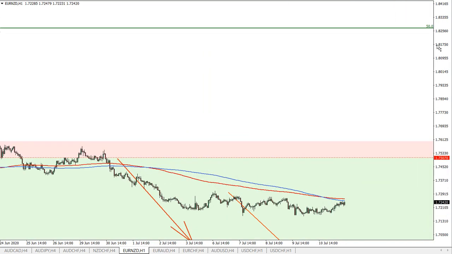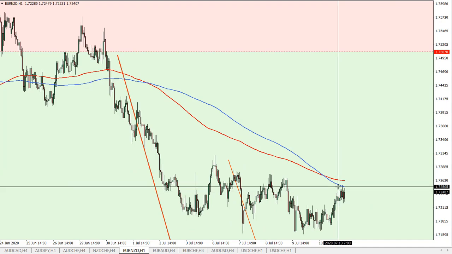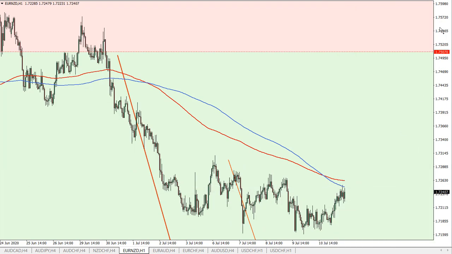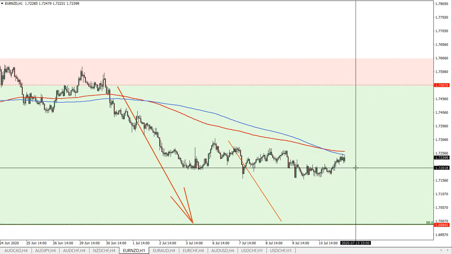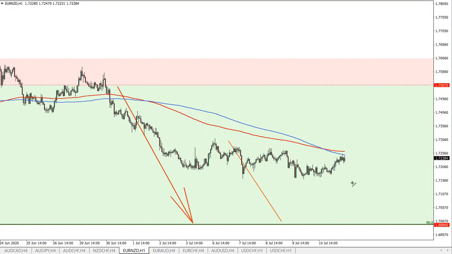Yeah, okay, on 1 hour we have this rejection of the moving average. Maybe this is the point where price will start to move down. I do believe we will not be going higher, so this could now be looking like this.